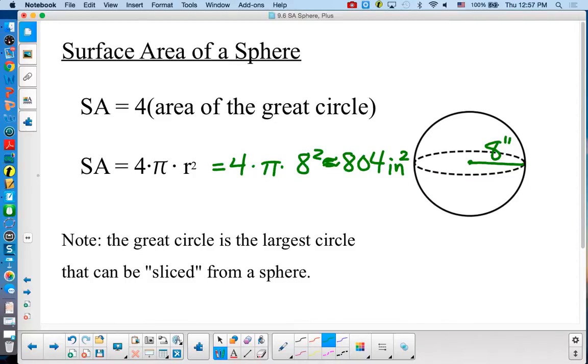The great circle is the largest circle that can be sliced from the sphere. If you slice out further on the sphere, you'll still get circles. You'll get smaller and smaller circles as you go out. The biggest one would be right at the equator, right through that center point. Okay. Think you're caught up on notes?